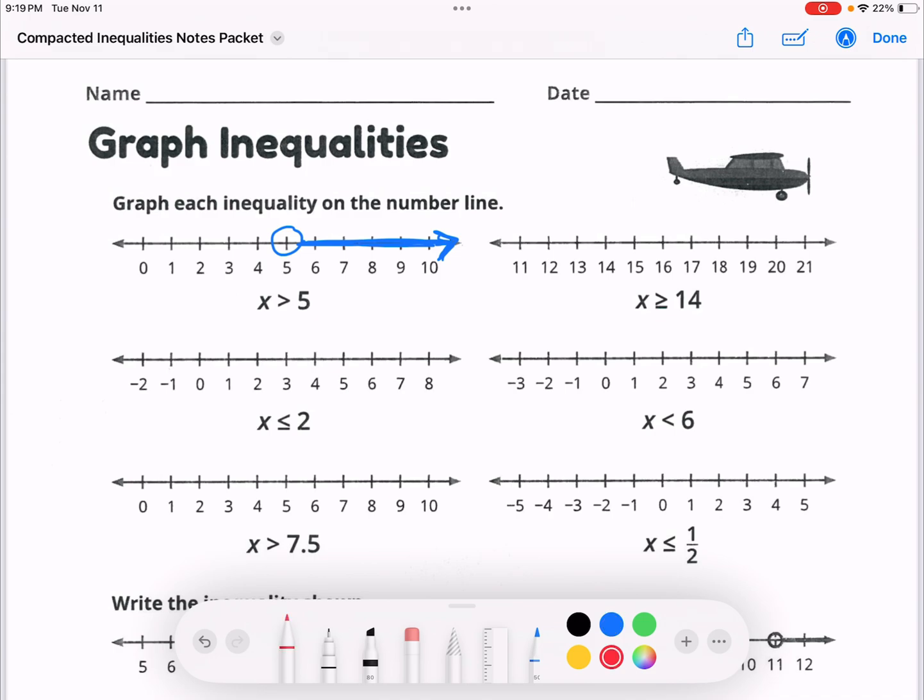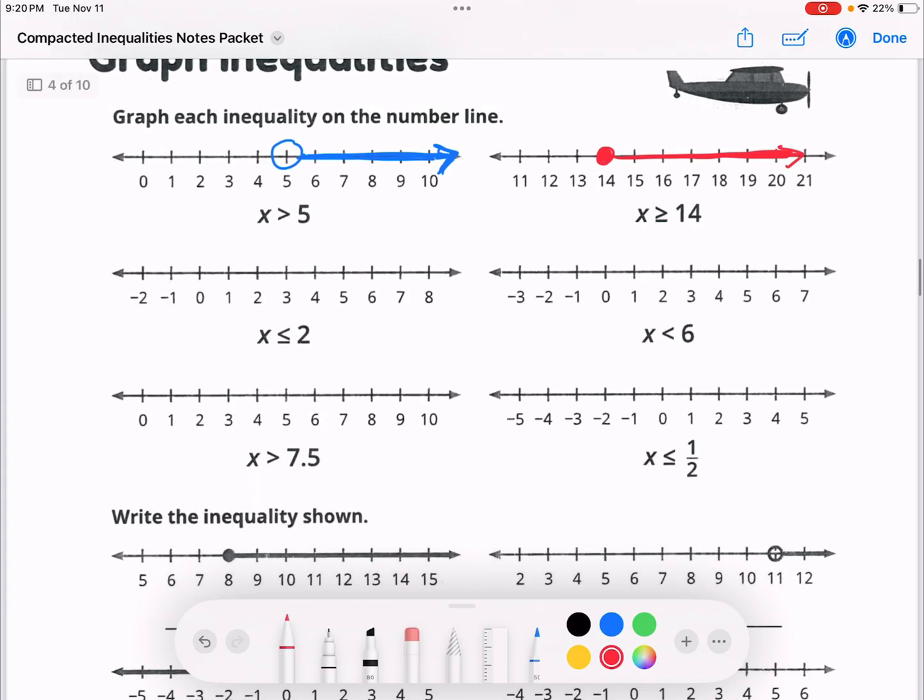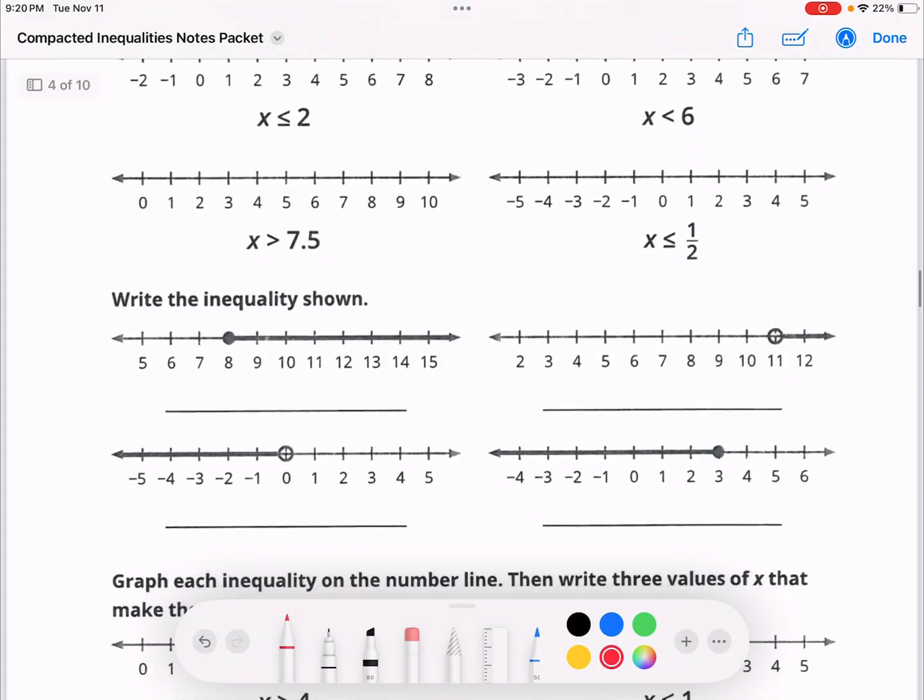Okay, let's do one more together. x is greater than or equal to 14. Because it has that equal to sign, I fill my circle in because it includes 14, and I shade everything that is greater. There's more that you're going to practice.